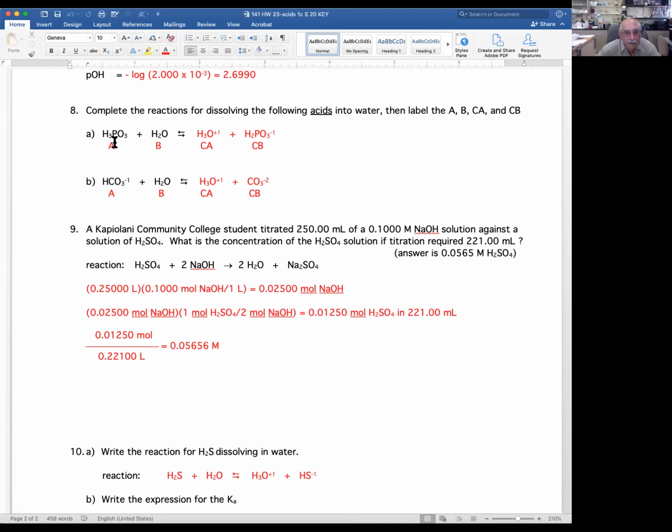So here's the acid, its conjugate base would be that. Here's the base, its conjugate acid would be that. And again, how do I figure out which is acid and which is base? Well, here's where the hydrogen has to go, from here back onto here, to get back to those reactants. And a similar thing over here. Okay.